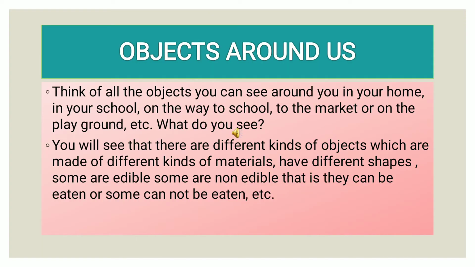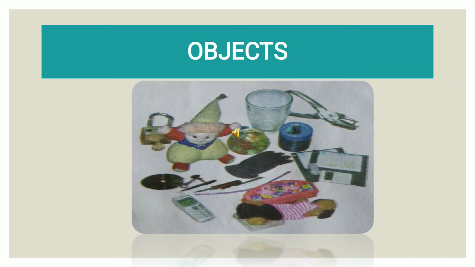Objects around us. Think of all the objects that you can see around you in your home, in your school, on the way to school, to the market, on the playground. What do you see? You will see that they are made of different kinds of materials and have different shapes. Some are edible, some are non-edible. That is, some can be eaten and some cannot be eaten. You can see the objects.